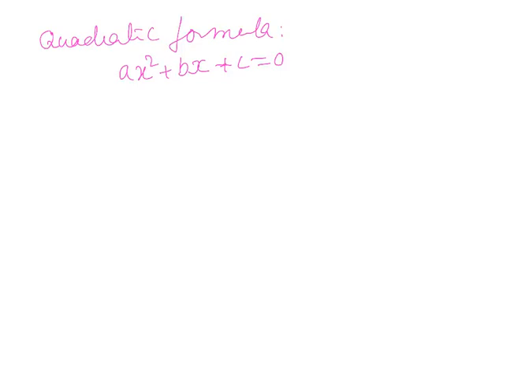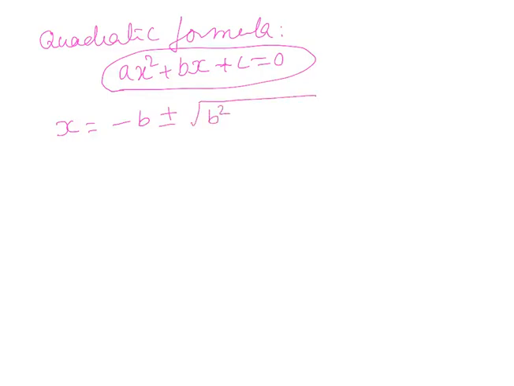Yet another method to solve a quadratic equation is using the formula. We know the standard form of a quadratic equation is ax squared plus bx plus c. Now we can solve this using the quadratic formula: x is equal to minus b plus or minus square root of b squared minus 4ac, divided by 2a. This formula is also given in the information sheet.